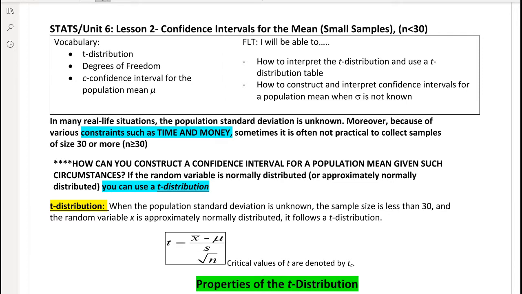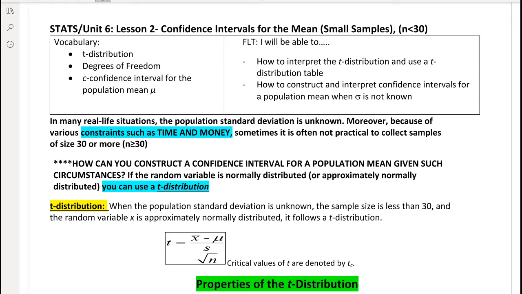Now, last section we did this for sample sizes greater than 30, or we knew the population standard deviation, right? But in many real life situations, the population standard deviation is going to be unknown. It's one of those things where we wish we could know it, but it's just not possible. It's just too large to calculate. There's just too many people in the population to calculate the population standard deviation, right?